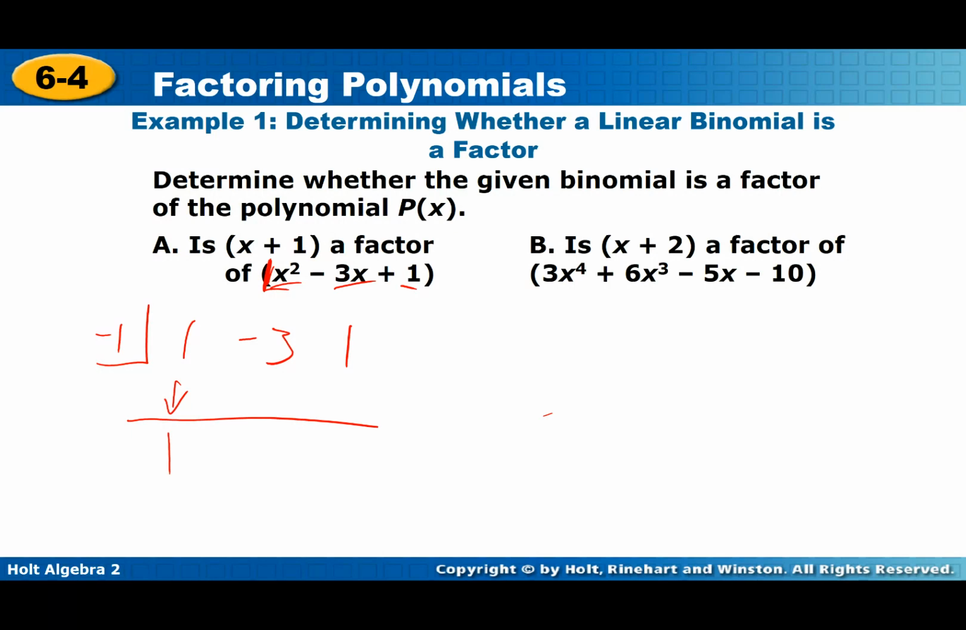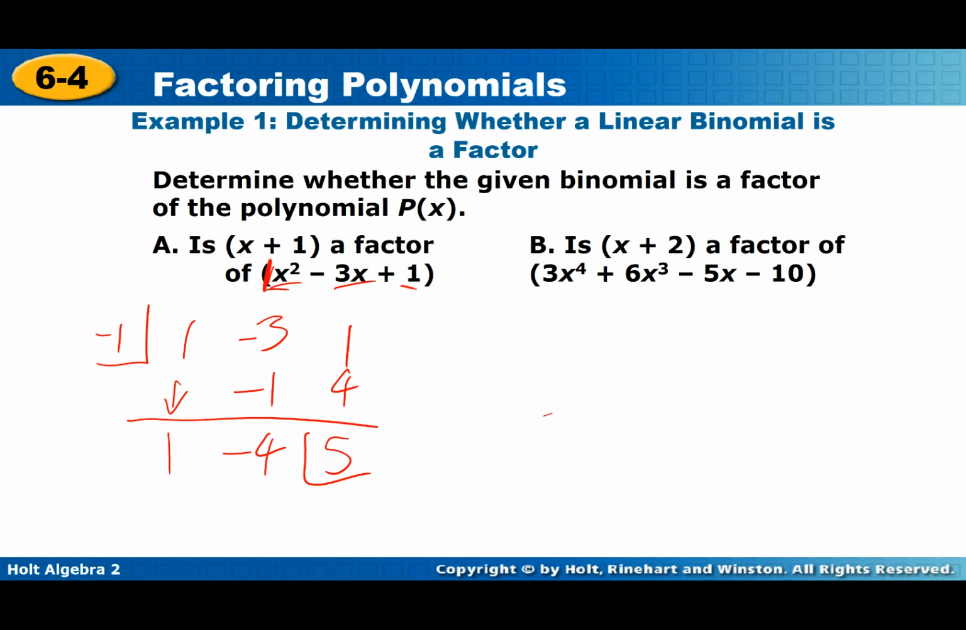So bring the 1 down, and then multiply that 1 with your a value, or x value, of -1. So 1 times -1 is -1. We put that underneath the -3 and add these together to get my next term. -3 minus 1, I'm saying adding, but it's really subtracting because it is a -1. -3 minus 1 is -4. Again, I take the -4 and multiply it with my a value, -1. So -4 times -1 is +4. Put that under the 1, and add those up to get my next term. So 1 and 4 makes 5. This is my remainder. My remainder is 5, and that's the only thing I'm interested in.